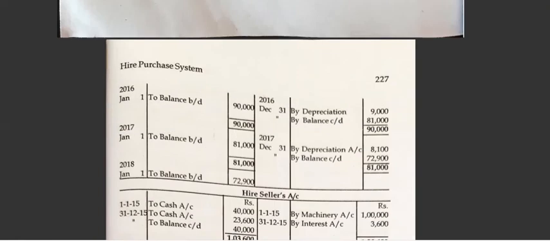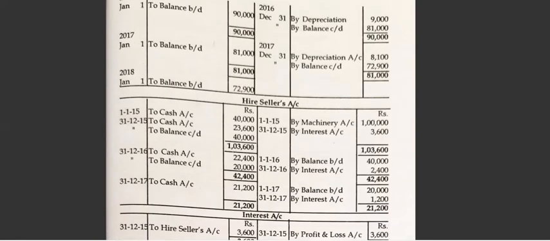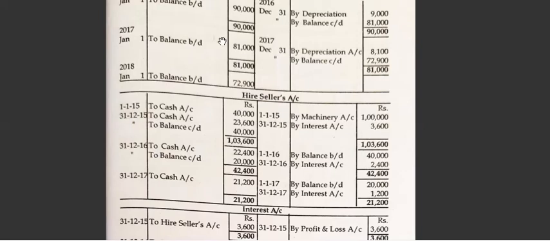Go there, by depreciation account. See here, by depreciation, the remaining balance is 81,000. 81,000 into 10% is 8,100. Balance carried down, the difference, bring the balance. So these two accounts will be closed. The one account which will continue is the asset account.